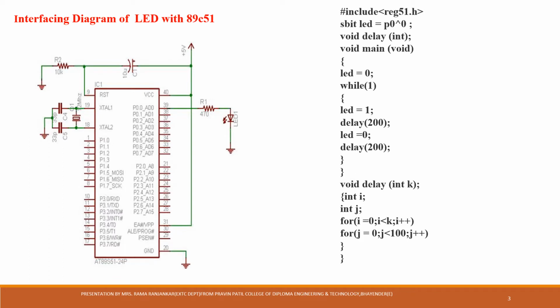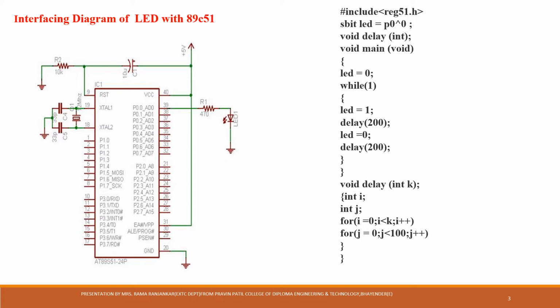This diagram shows the LED interfacing, which is the output device. In this diagram, the LED is connected to P0.0. The crystal oscillator circuit is connected to pin numbers 18 and 19. The positive voltage supply, plus 5 volts, is connected to pin number 40, and pin number 20 is grounded. The output device LED is connected to P0.0.